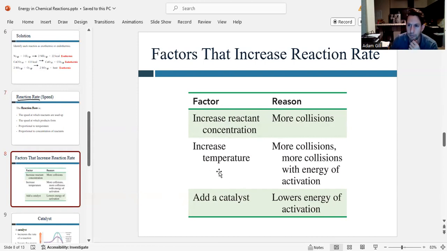If you increase temperature, that means the individual molecules are moving faster, and so they're going to collide more frequently. So that'll also speed up the reaction. Now, the third way to speed up a reaction rate is to add a catalyst. A catalyst, this is a new term, is something that's added to a reaction to make it go quicker, but it's not a reactant or product.